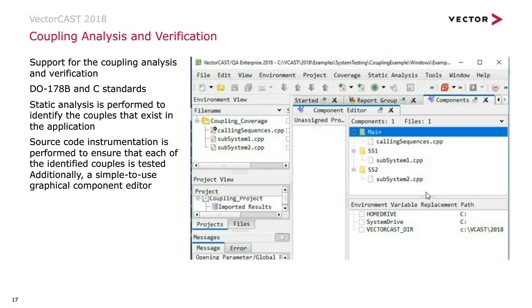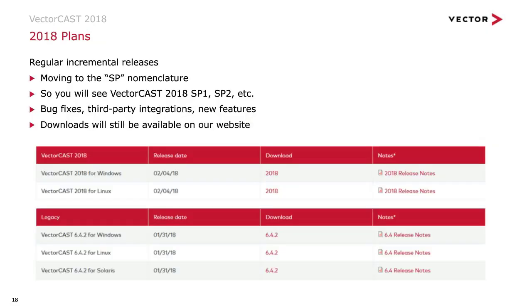All right, so just overall our 2018 plans. If you're already a VectorCAST customer, then you have access to our download site. And on that download site, you'll see the downloads that are now available for 2018. In fact, I think just last night we released the first service pack. So I wanted to talk to you a little bit about service packs.